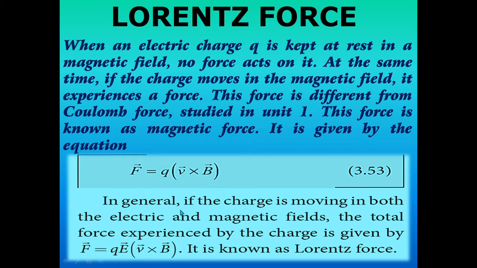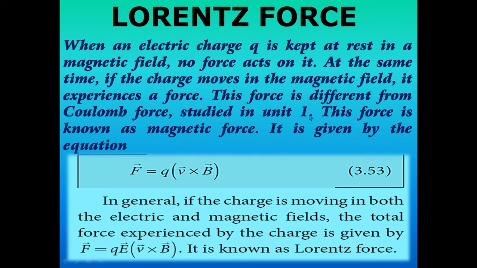In general, if the charge is moving in both the electric and magnetic field, the total force experienced by the charge is given by F vector is equal to Q times E vector plus V vector cross B vector. It is known as Lorentz force.